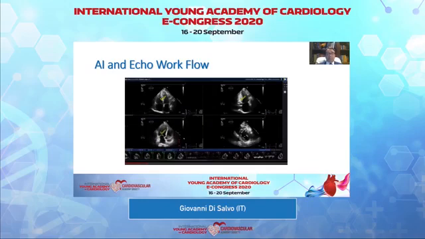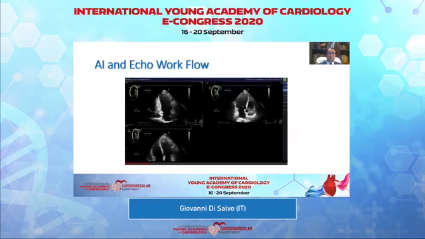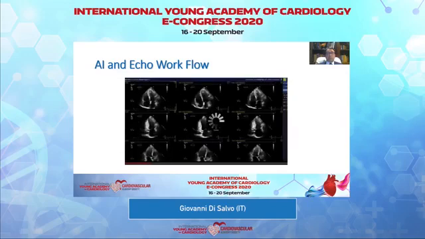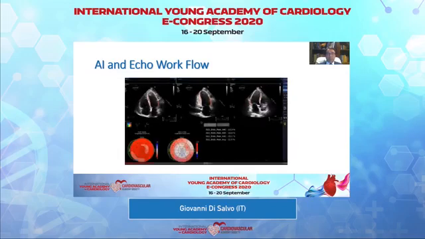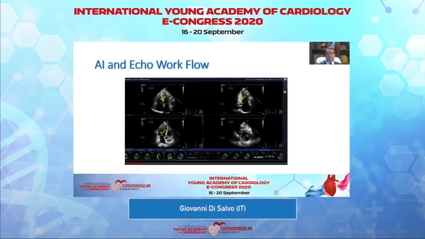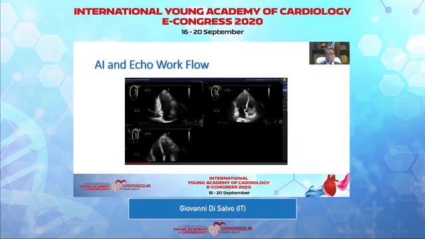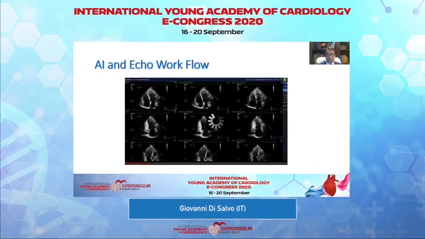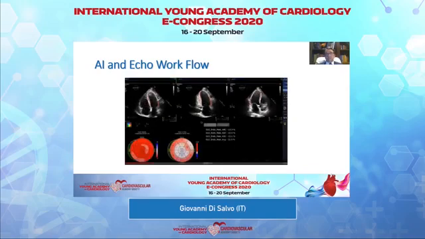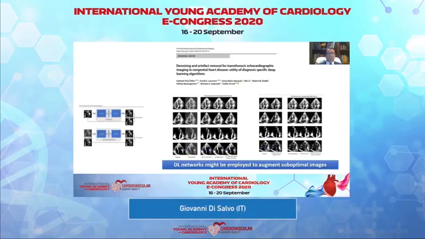Once we acquired 4-chamber, 3-chamber, and 2-chamber view, then the software automatically starts the segmentation and automatically provides us the results in terms of longitudinal strain, but not only peak velocity, also time to peak velocity, volumes, and ejection fraction. Once again, in a few seconds, we can have a lot of information with excellent reproducibility.